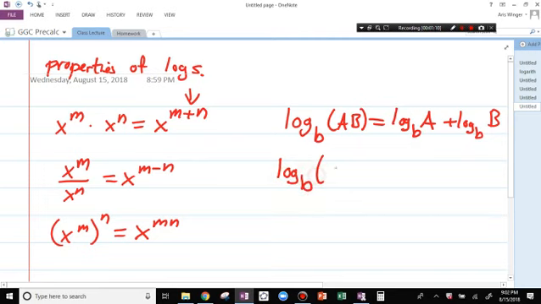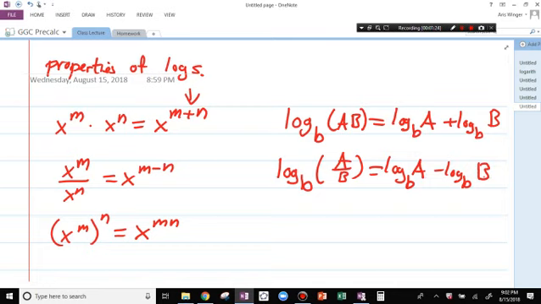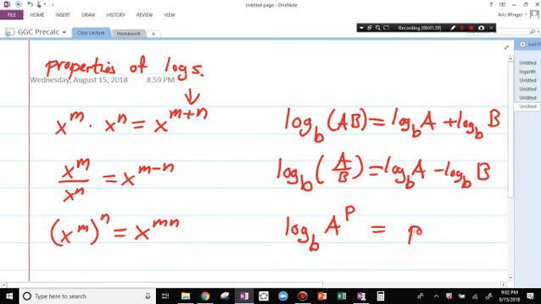The power of division is just the difference in the powers. The power of dividing is subtraction. And then the power of something that's already a power, you just multiply the two powers. The power of the power is just the product of the two powers.